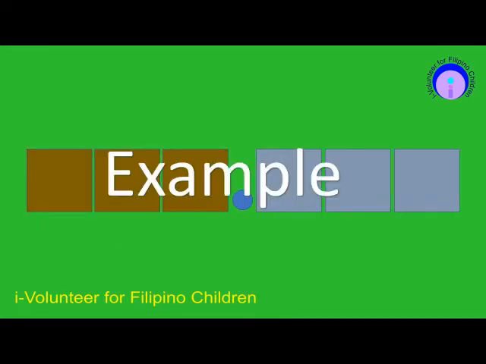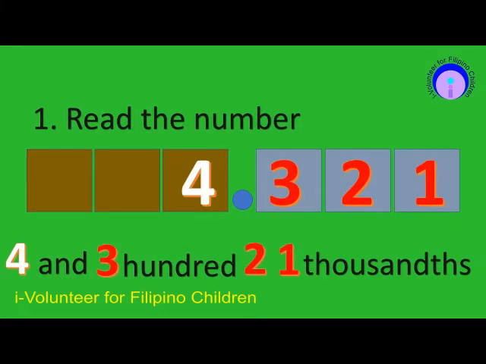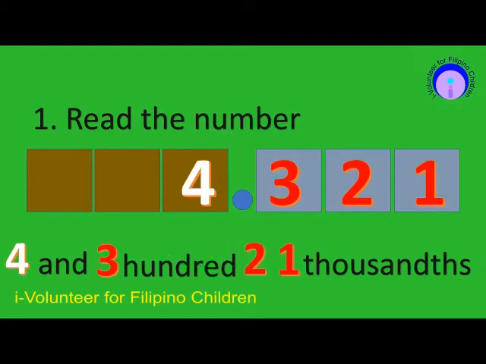To give you more examples, take a look at the following. Our first instruction is to read the number and then find the place value of the specific digit. If you are reading a decimal number, start by reading the whole number followed by the word "and" to indicate the decimal point. Then read the decimal part as if you are reading a whole number, but don't forget to indicate the place value of the last digit.